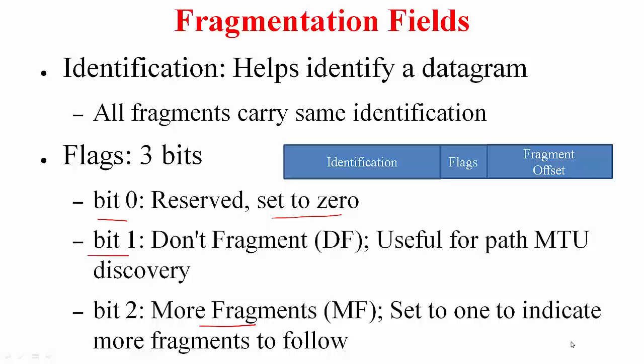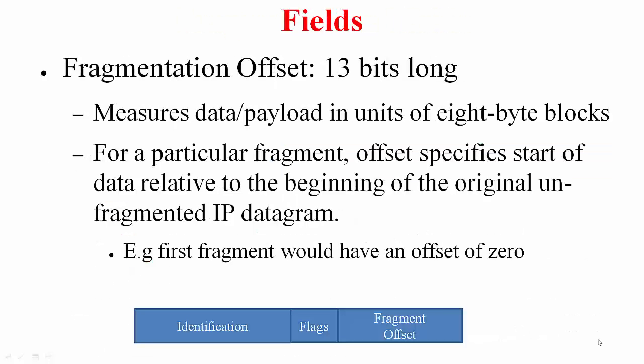So we will see this MF bit in action soon. The last field is the fragmentation offset, which is 13 bits long. This is going to measure the data payload in units of 8-byte blocks. This offset basically captures where the data within this particular fragment starts relative to the original unfragmented IP datagram. So the first fragment will have an offset of 0. The later fragments will have different values.